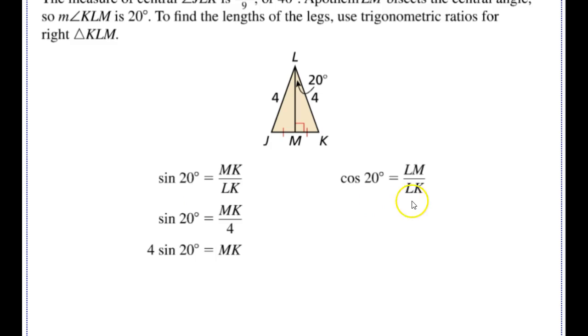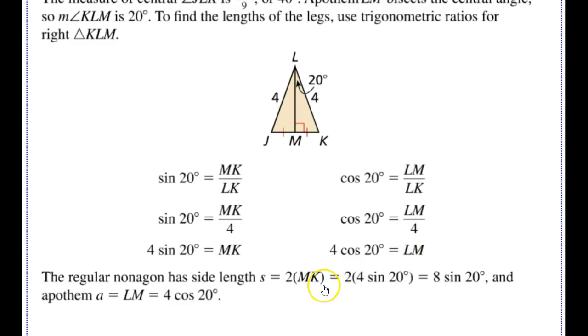I also know that the cosine of 20 degrees equals LM over LK, because cosine is the adjacent side over the hypotenuse. So again, I can find those measurements. A regular nonagon has my side length of S, which is 2 times MK, right? MK was just half of one side length of my nonagon. So I end up with 2 times 4 times sine of 20, which is 8 times the sine of 20. And here's my apothem, which I found was 4 times the cosine of 20.